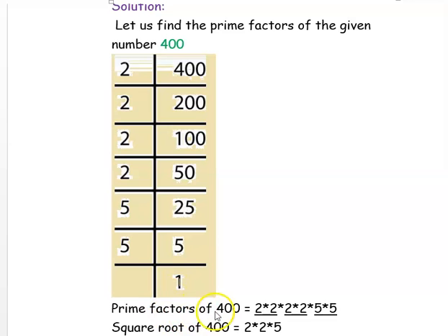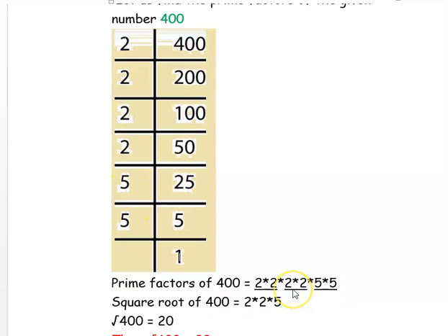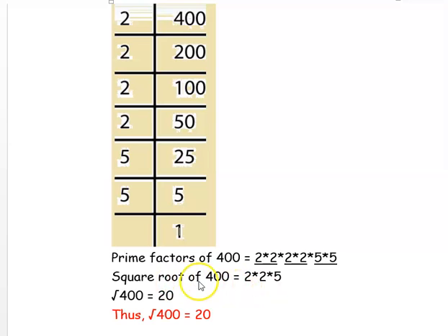Now I am writing the prime factors of 400 in pairs: 2 into 2, 2 into 2, 5 into 5. I have formed the pairs. As we want to take the square root of 400, we have to write only one number from each pair. So 2 into 2 into 5. 2 times 2 is 4, and 4 into 5 is 20. So the square root of 400 is 20.